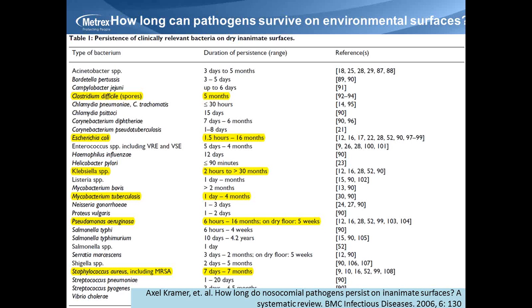However, the surprising thing is that some very common pathogens, for example E. coli, which we know is very common, some E. coli can even survive on dried environmental surfaces for up to 16 months. That's very shocking data. And other common pathogens, for example Klebsiella, mycobacteria, tuberculosis, Pseudomonas aeruginosa, Staphylococcus aureus, as you can see, can all survive a very long time, from 2 hours to up to 30 months.